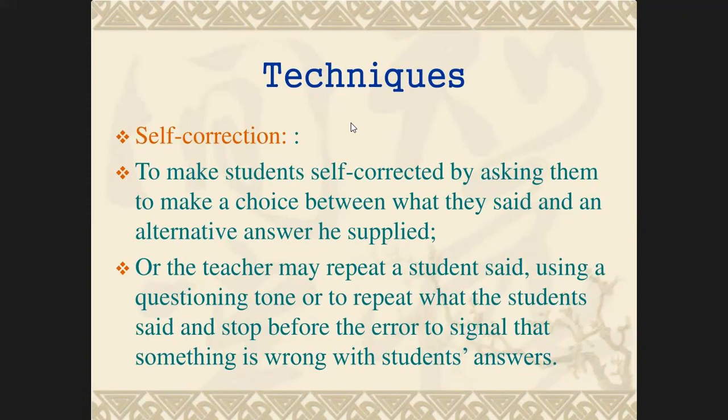Or the teacher may repeat what a student said using a questioning tone, and stop before the error to signal that something is wrong with the student's answer. For example, one of the things that I really like to work on is interrupting my students. Now I'm working on it. It means, for example, if you are giving an explanation and I know there is a detail, remember, detail for me is error. And maybe there is a detail in your sentence or in your explanation.